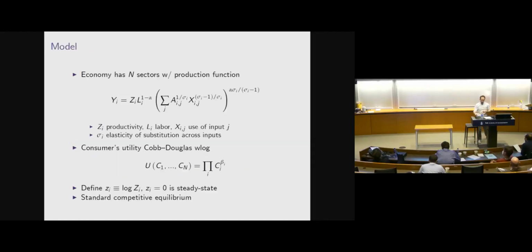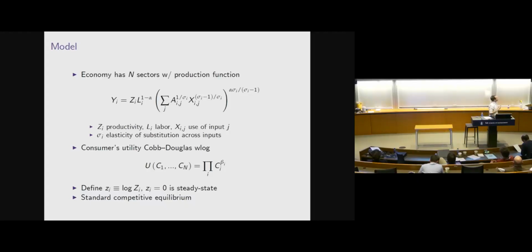So what does this model look like? The economy has n sectors. I have this production function where sectoral output, yi, depends on sectoral TFP, zi, its employment, li, and then a CES aggregator over inputs that it gets from other sectors. So xij is sector i's use of good j. It has a weight aij. That's going to determine the structure of the production network, right? It says how much I'm going to want from different upstream sectors. And there's an elasticity of substitution, sigma i.